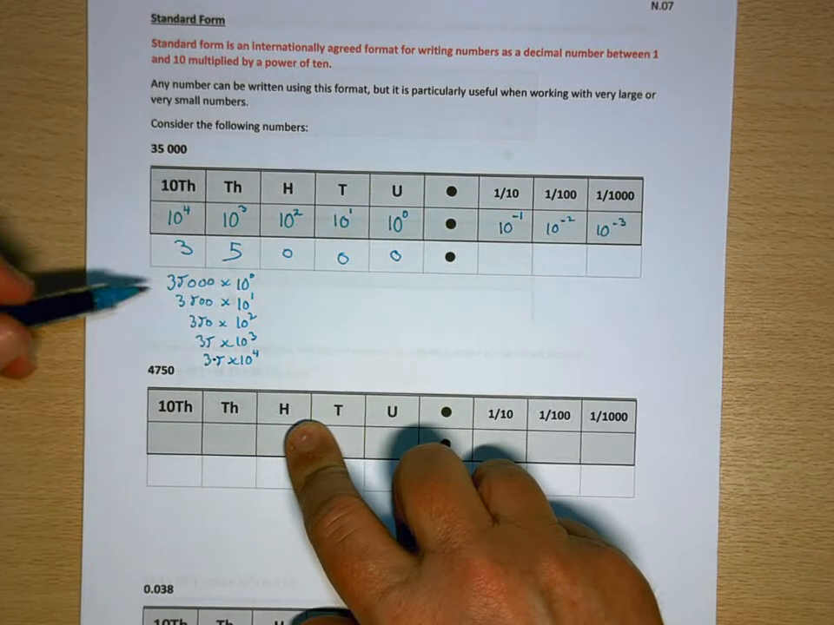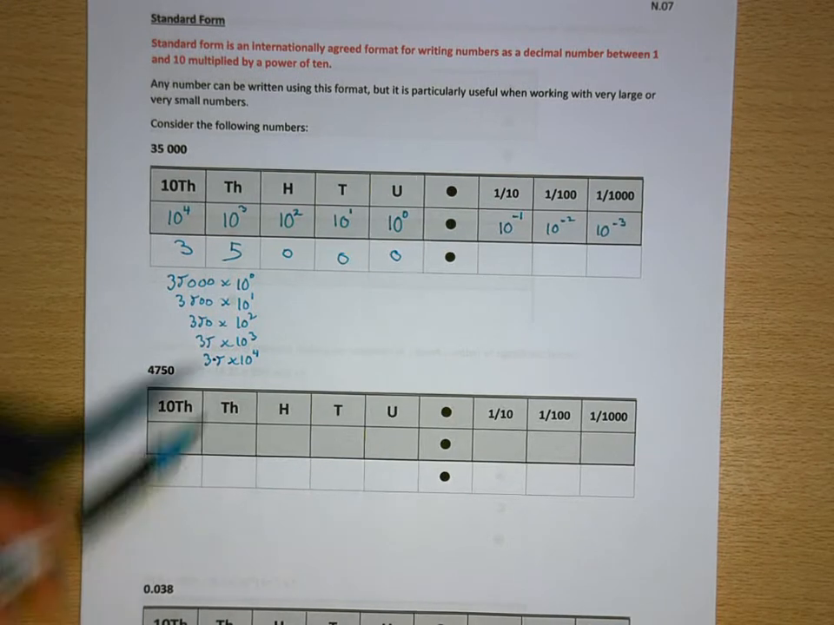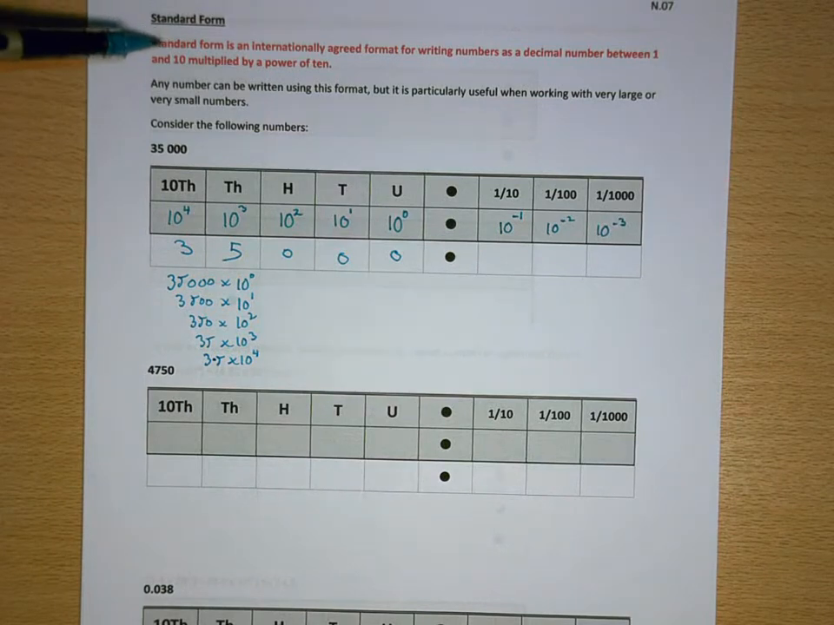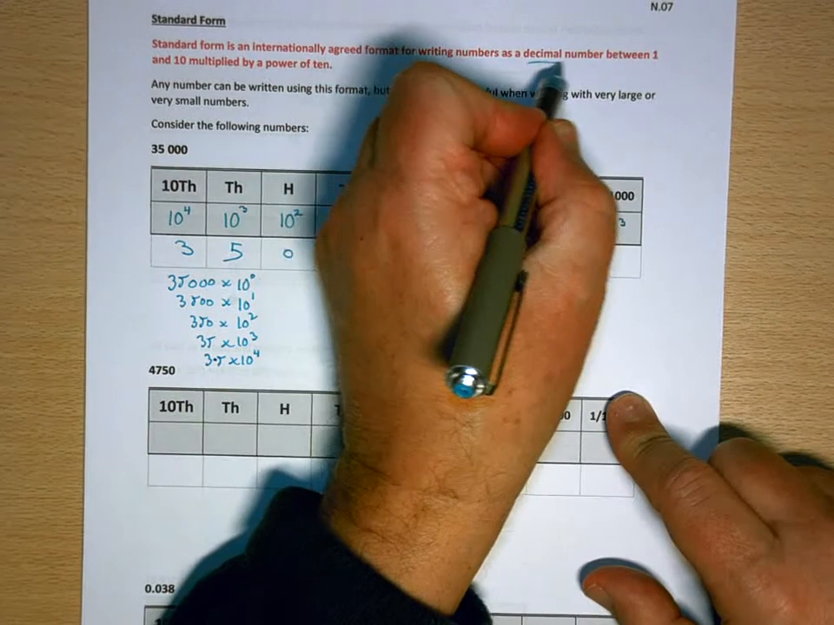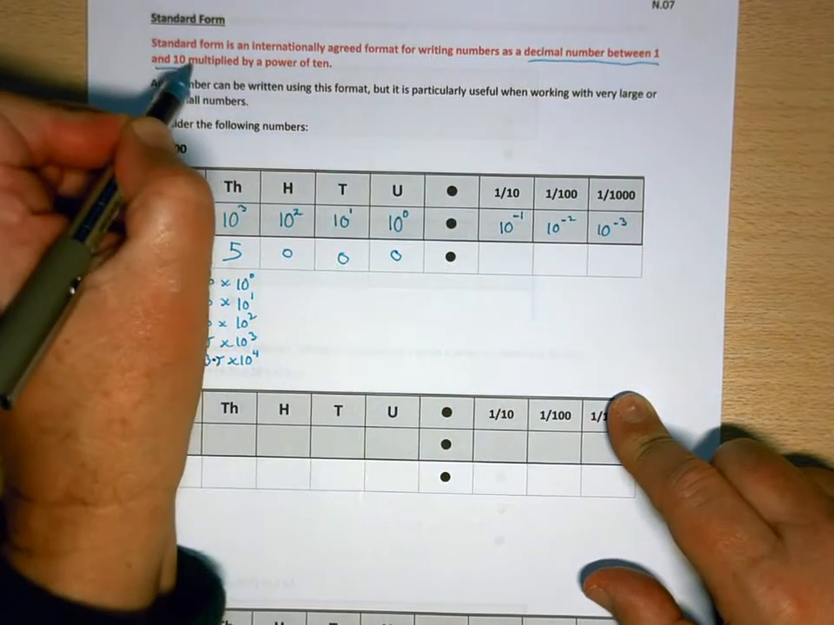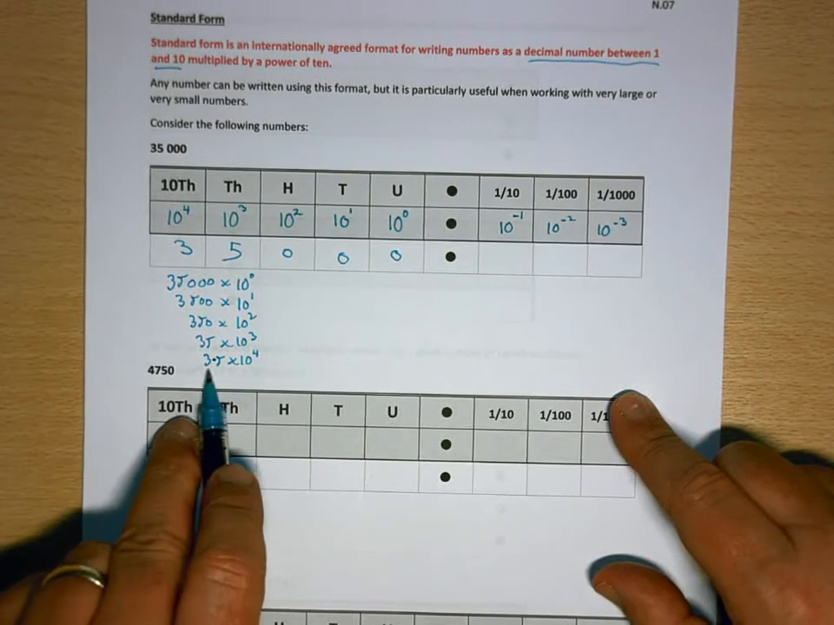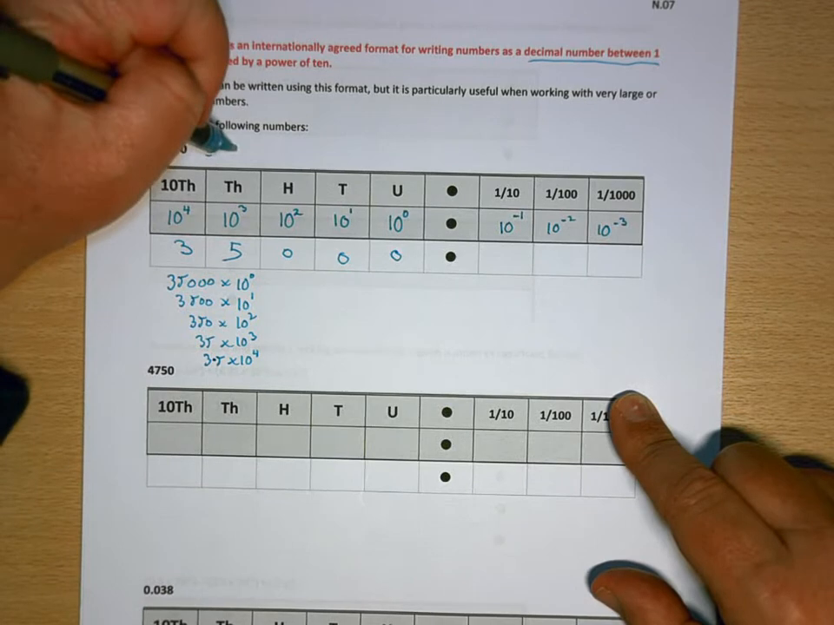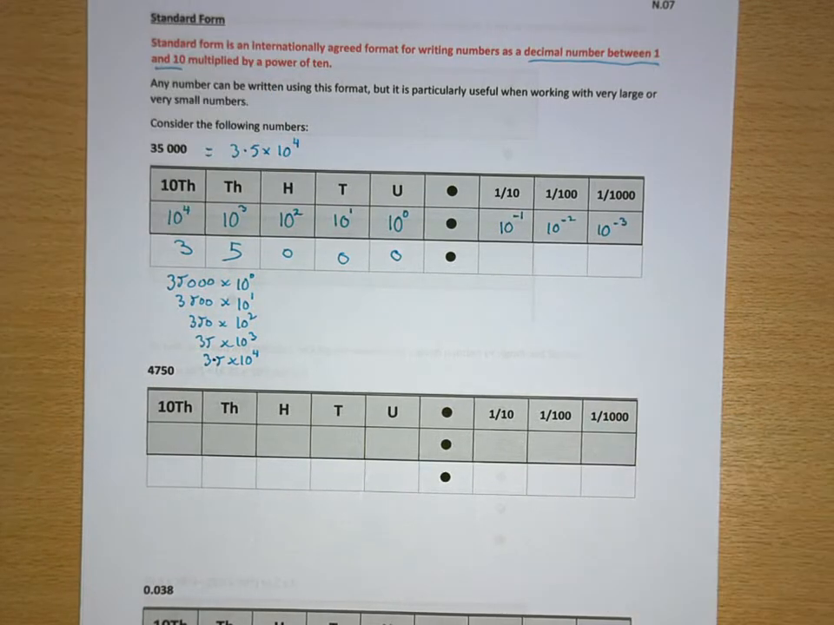And while all of those forms of writing that number are numerically identical, if we go back to what I said about the format of standard form, it's writing a number as a decimal number between 1 and 10 multiplied by a power of 10. So the standard form version is this bottom one, where I've got 3.5 times 10 to the power of 4.